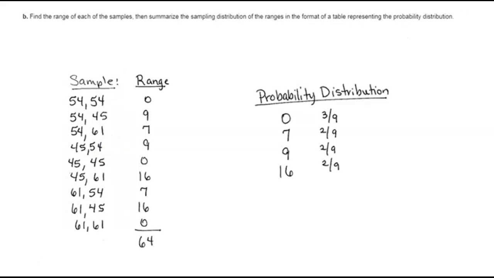Okay, so on each of these, we're going to look at the range. The range we know is the maximum minus the minimum. So there is no difference here, so the range would be 0. Here it would be 9, 7, 9, and so forth. So when we write our probability distribution, our range is either a 0, a 7, a 9, or a 16. And the probability of each one of those is, if we look at the zeros, we've got 1, 2, 3, so 3/9. We've got 2 7s, we've got 2 9s, and we've got 2 16s. So if we add these up, we get 9 out of 9.